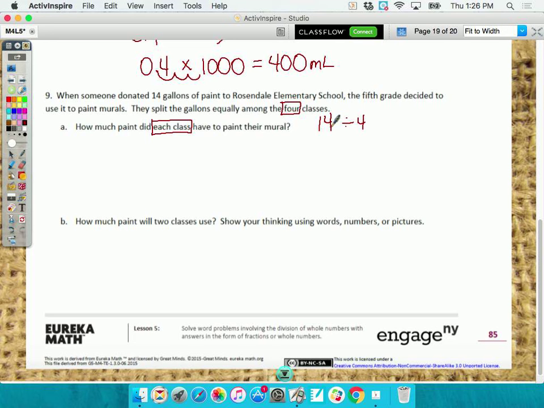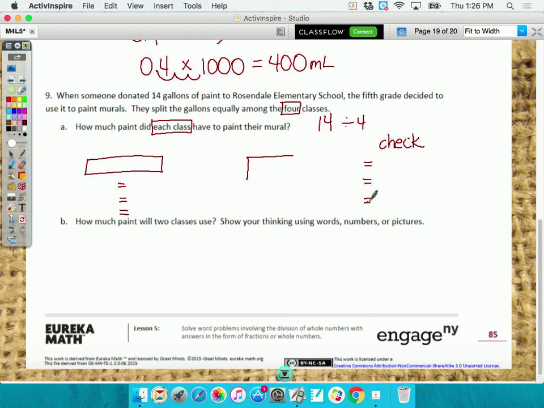14 gallons. Okay? Yeah. Because it says how much paint. Okay, drawing my tape diagram, 3 equal signs. What else does this problem need? Standard algorithm. Yeah. Check. And 3 equal signs there.